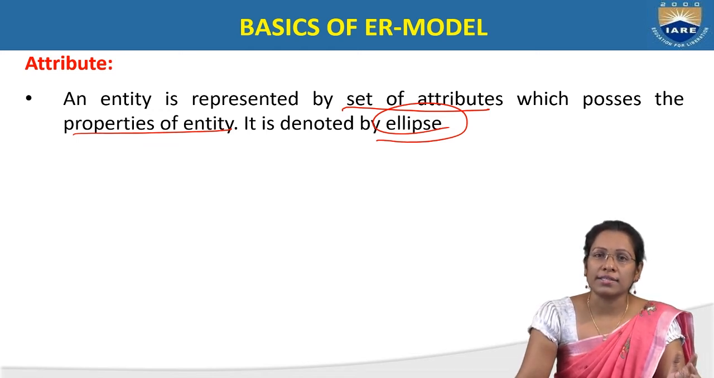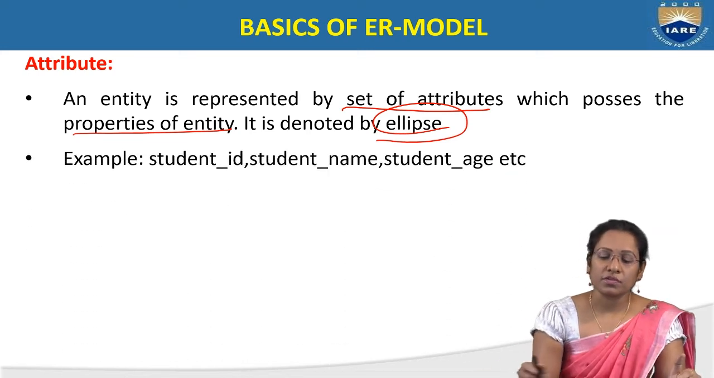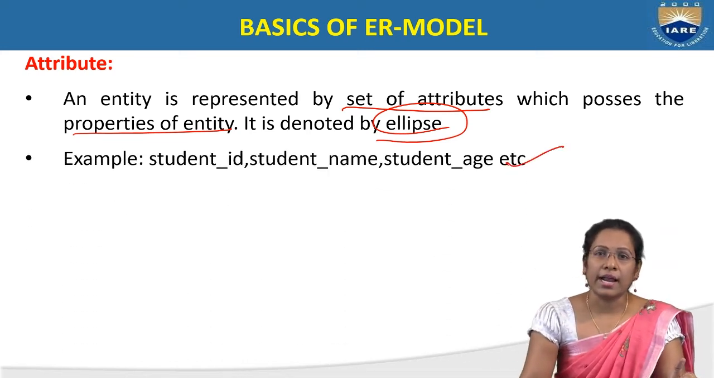Previously I considered student as an entity. So what are the attributes? Previously we saw in the table SID, S name, S age, S course. All those come under the attributes or properties of the student entity. This is an example of attributes.